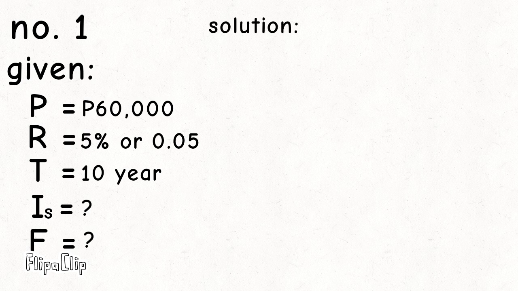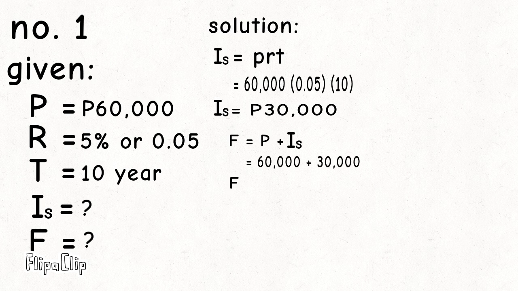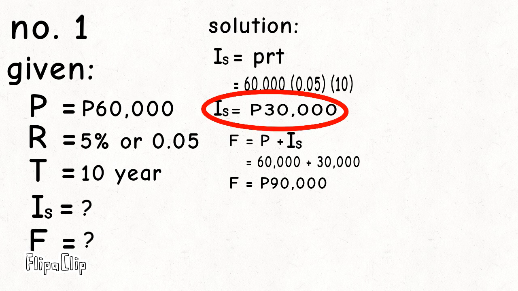And now let's move on to the solution. Let's begin with the formula of simple interest, which is Is equals PRT. Then put 60,000, which is the principal, then put 0.05, which is the rate, and then put 10, which is the time. All you have to do is multiply all of it, which means 60,000 times 0.05 times 10, and you'll get the answer. That answer is Is equals 30,000 pesos.